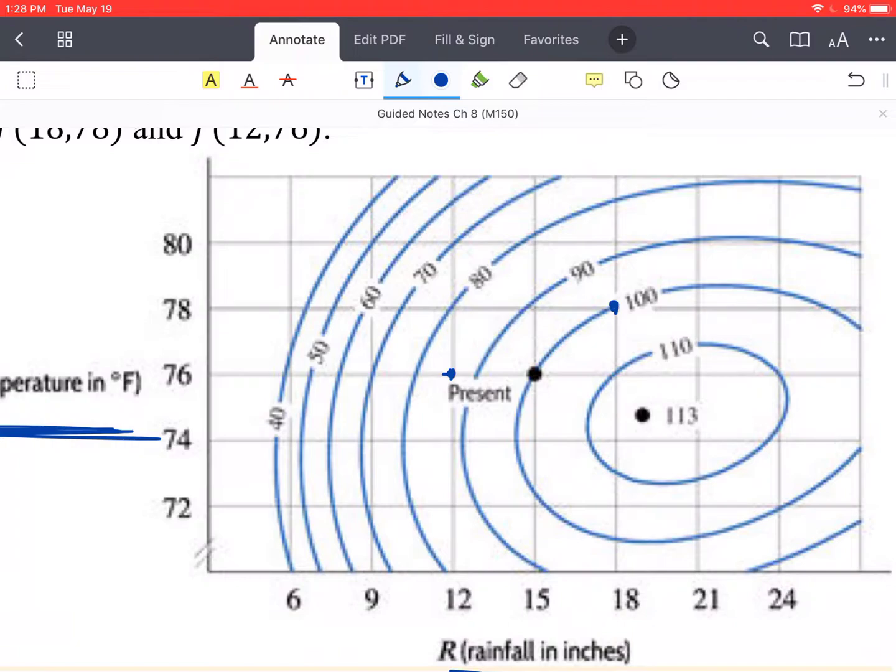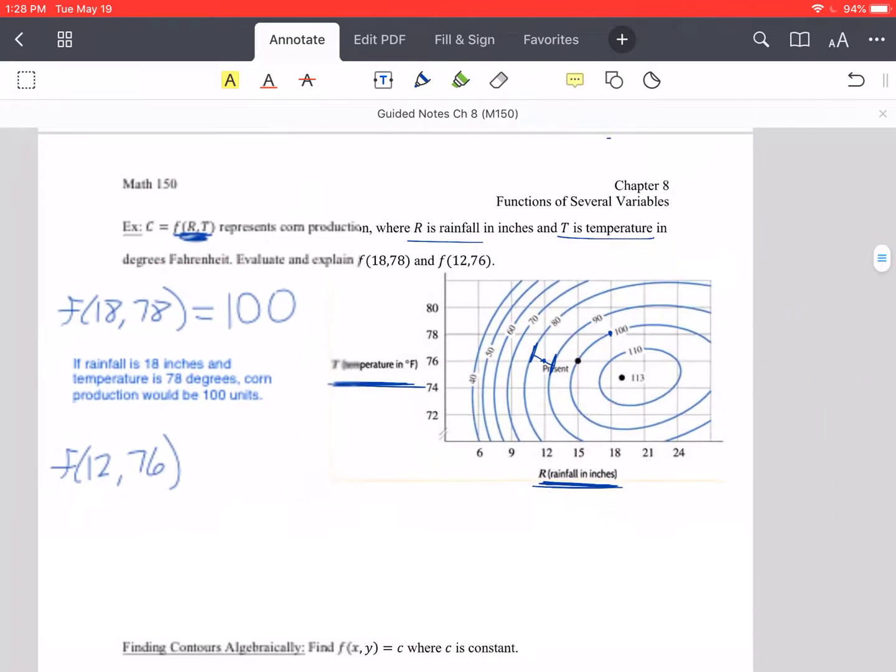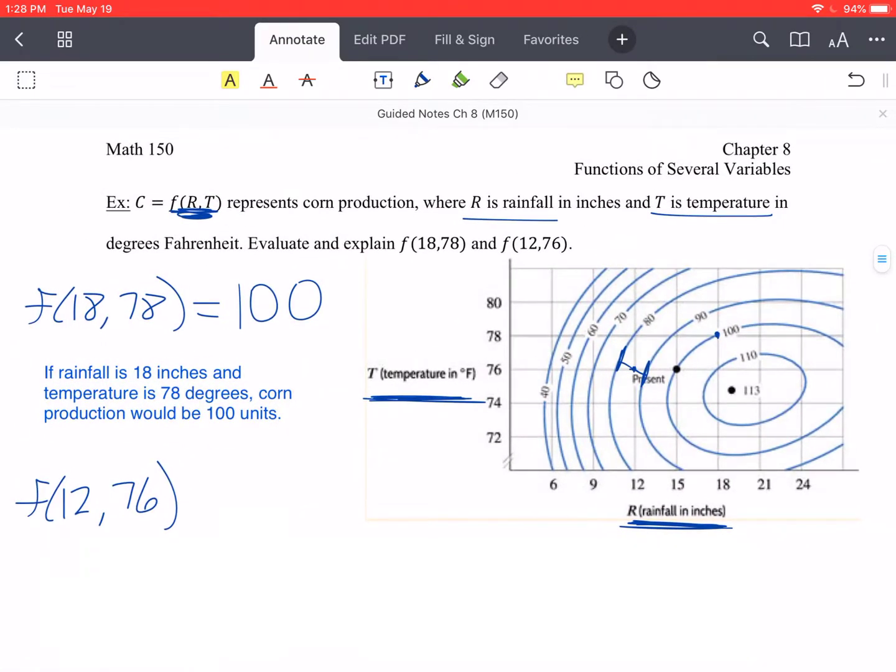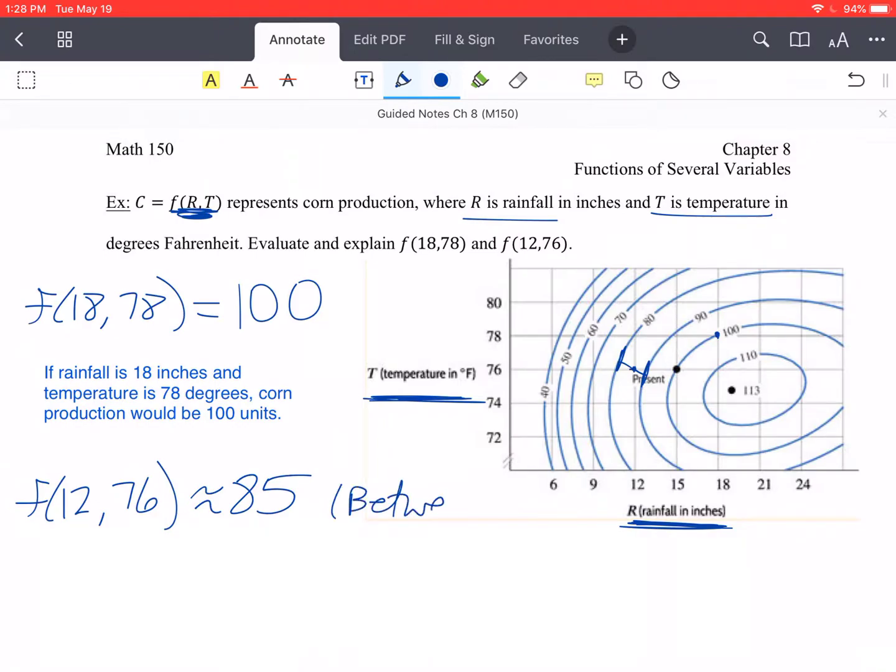But if you notice, it lies kind of directly between two contours, between the 80 contour and the 90 contour. So we can say that this one is somewhere between 80 and 90. It looks like it's about halfway, maybe not exactly, but we're just approximating here. So I would say that the value would be about 85, approximately 85, between the 80 and 90 contours.